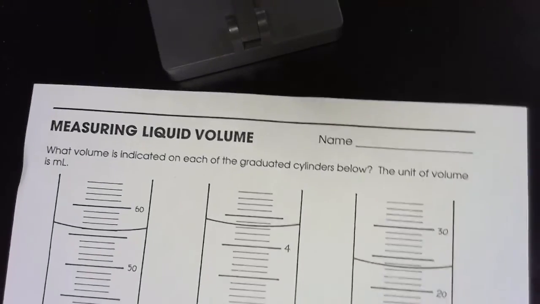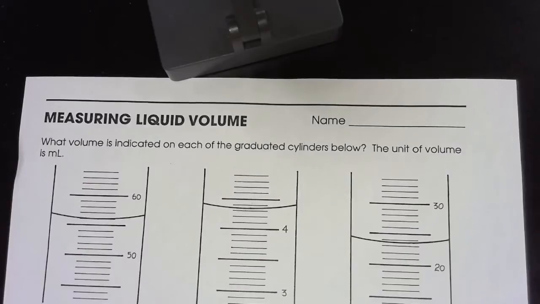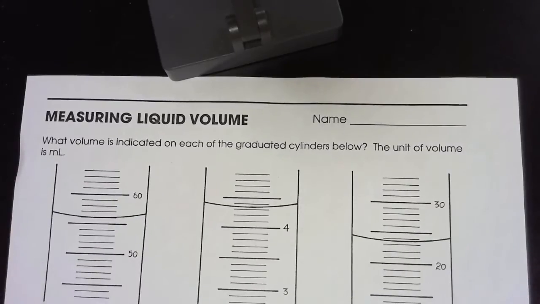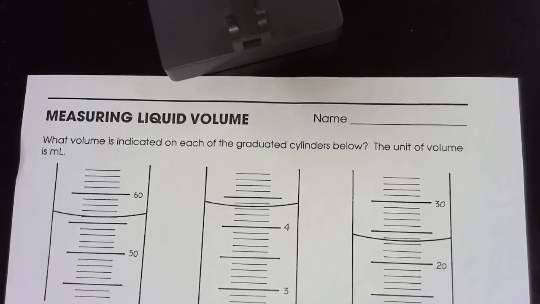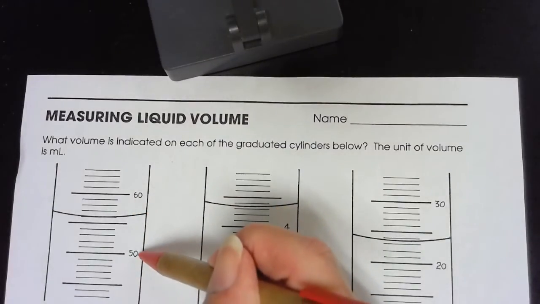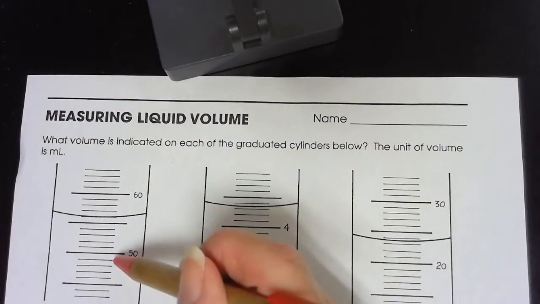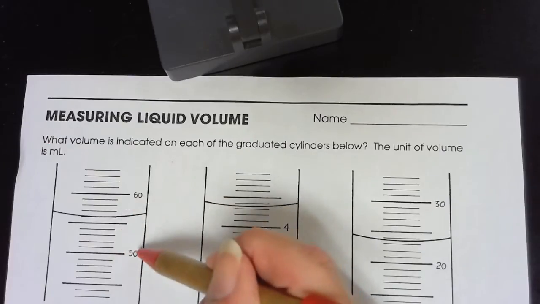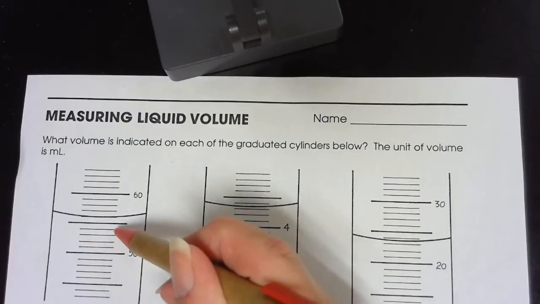Go over this measuring liquid volume with you so you can self-grade it, and I want to keep in mind that this is for chemistry, so we are going to be reporting our numbers in significant figures. All right, I looked at this and noticed that between 50 and 60, I've got my 10 increments, so that means that each one of these is going to be worth 1.